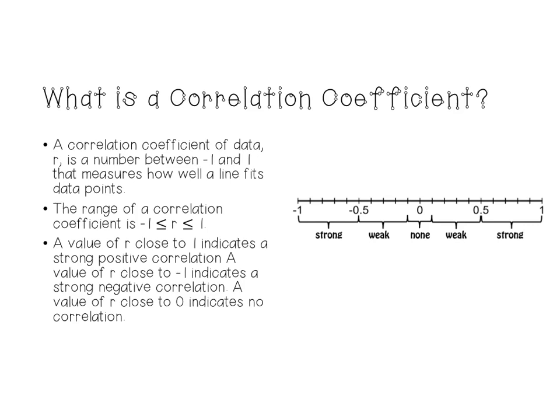A value of R close to 1 indicates a strong positive correlation. A value of R close to -1 indicates a strong negative correlation. A value of R close to 0 indicates no correlation.